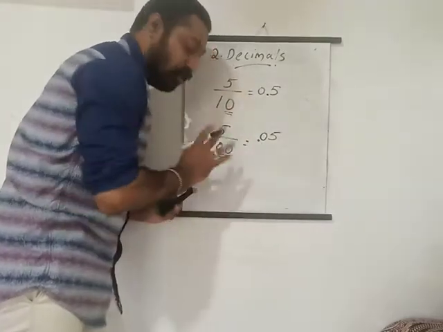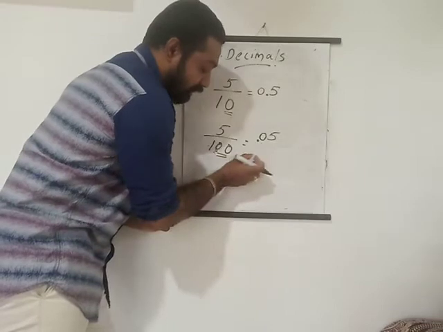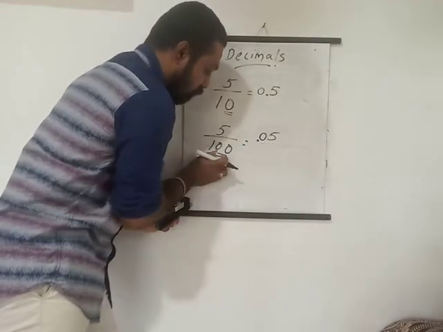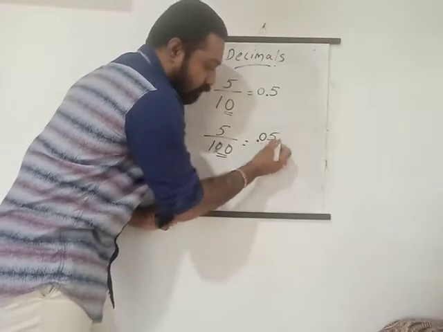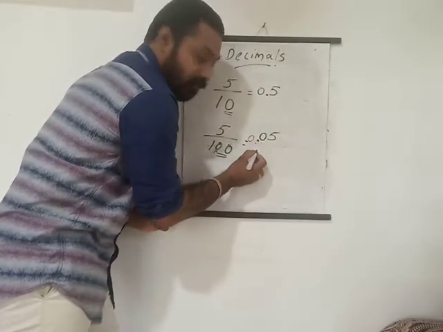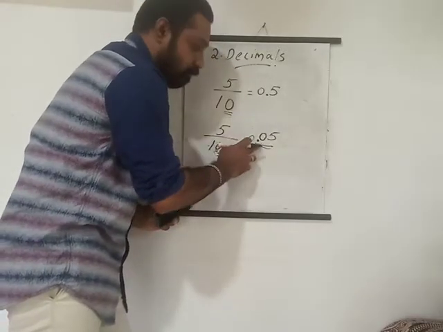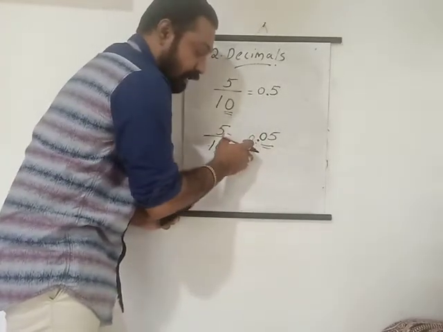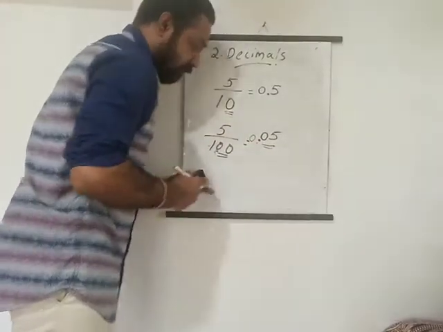And how can we make sure that it is 5 by 100? You can check how many digits are there after the point. 2 digits, that is we divide by 100. So this is 0.05. The 0 that comes in front of the point has no value. After the point, the digits have value. Okay. Next one.